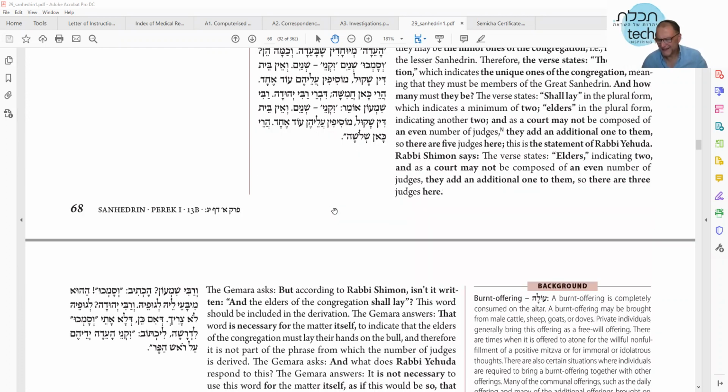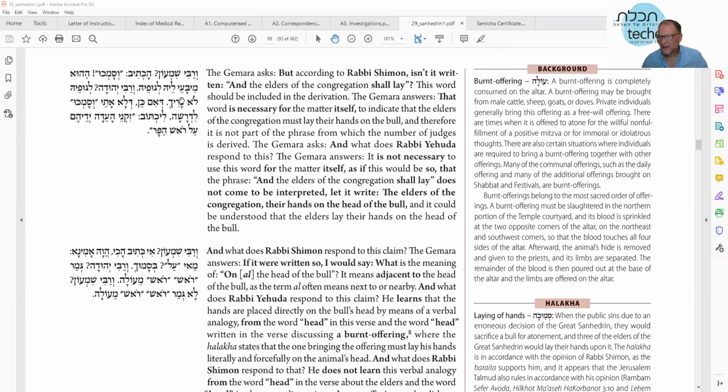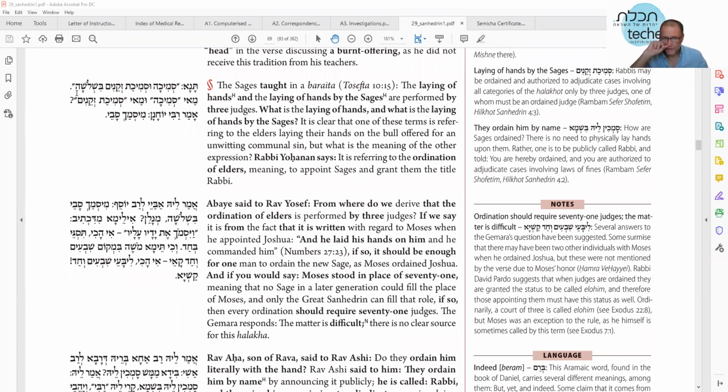Now we've got a brisa over here that says smicha and smichat Zekenim requires 3 judges. So what's what, says the Gemara. So we know that smichat Zekenim we've already just talked about last week. That was the procedure of leaning the hands on the head of the bull before offering it. So smicha must mean something else.